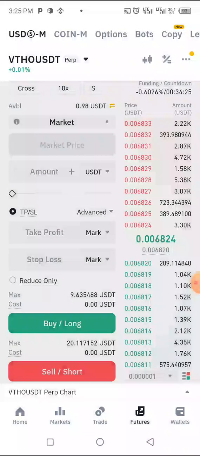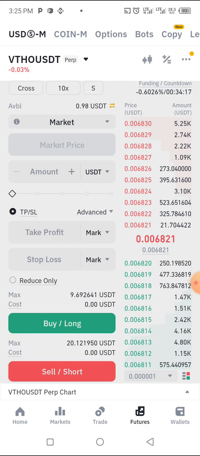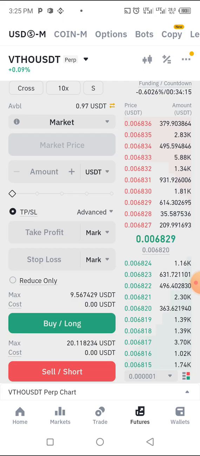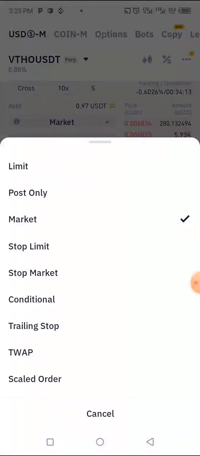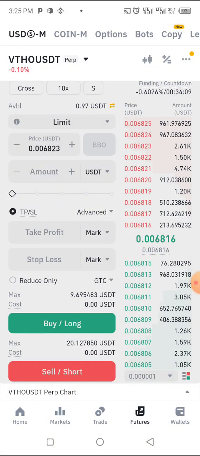So the limit means I want this coin to get to maybe 0.0067 before I buy. So that means if I want that, you have to choose the limit. You have to click on the limit here, and you click on the limit, then the price that you want to buy, then you select on it, then you enter your USDT here.